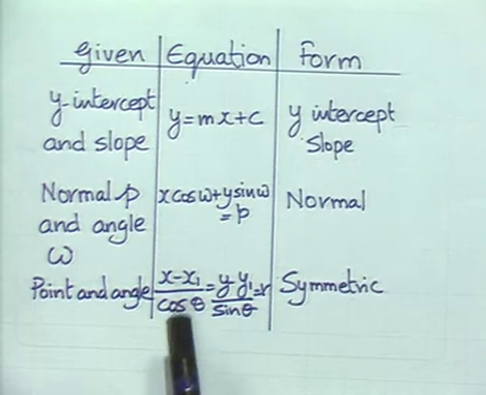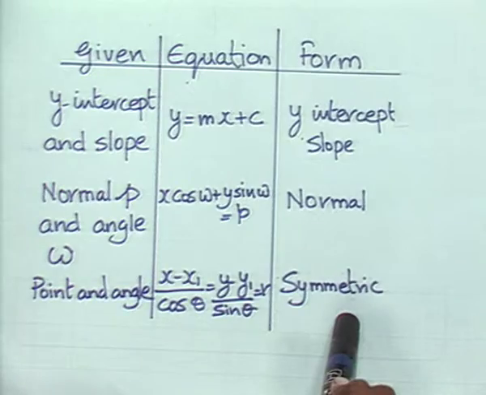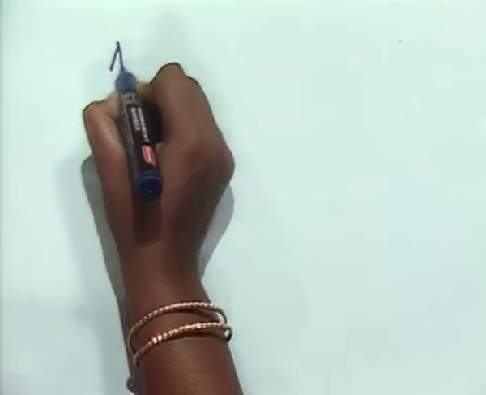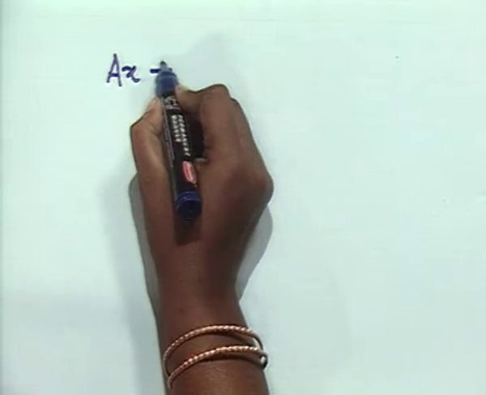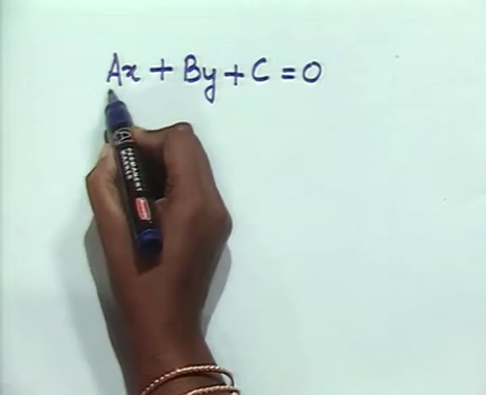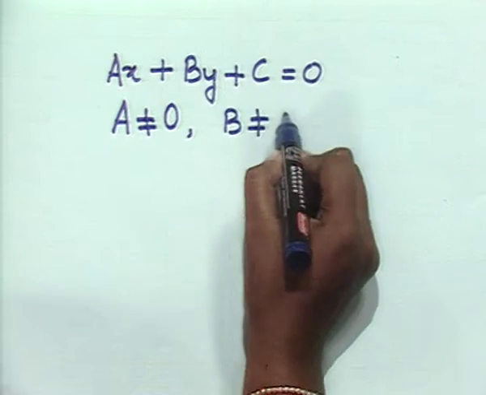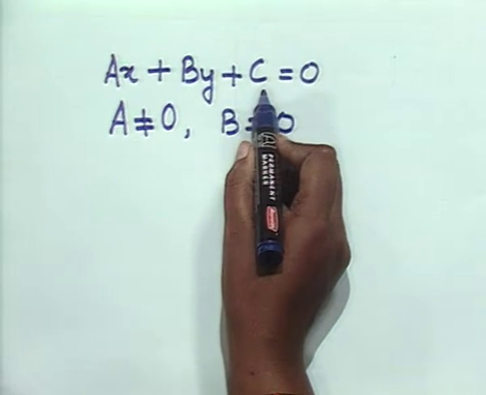In case we are given a point and an angle, then the equation is x minus x1 upon cos theta is equal to y minus y1 upon sin theta is equal to r, and this is called symmetric form of equation of a straight line. Now all these forms on simplification take the form ax plus by plus c equal to 0, where both a and b are not equal to 0, and this is called general form of equation of a straight line.